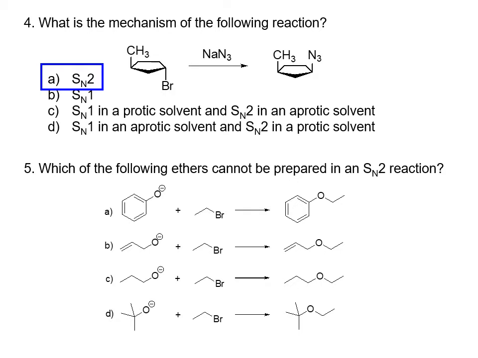Let's consider case A. We have phenoxide as a nucleophile and reaction with bromoethane. And in fact, in all of these cases, the substrate is bromoethane and the leaving group is bromine, a good leaving group.